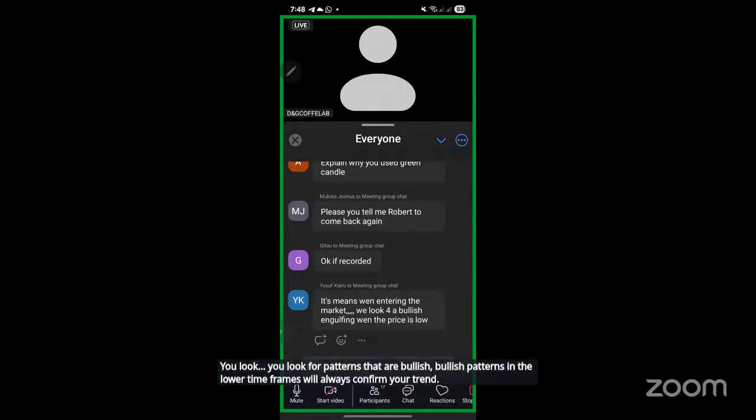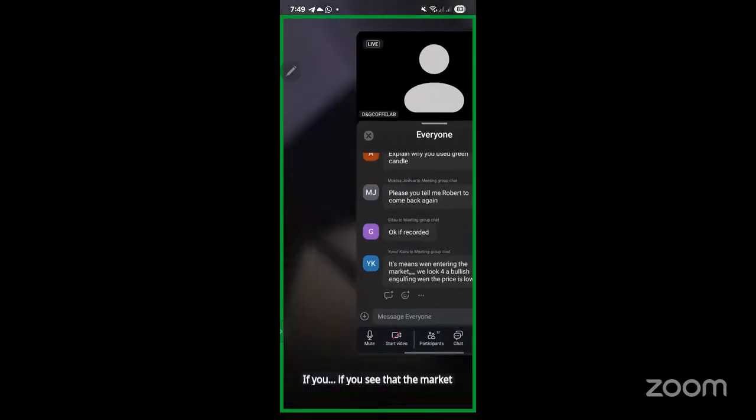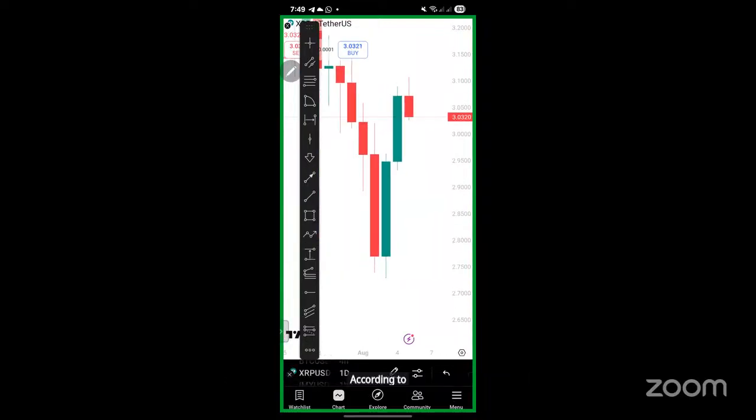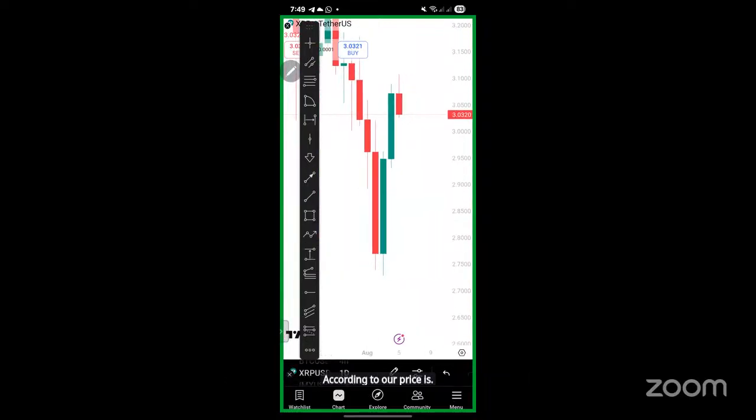If the market is going to move downwards and you suspect it to move downwards, you go to the lower time frame to look for confirmation. You look for patterns that show the bullish pattern to confirm the bearish trend. If you see, for example here, according to where price is, it may be a retracement.